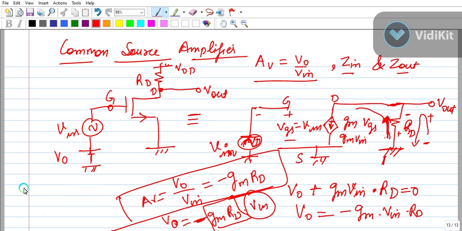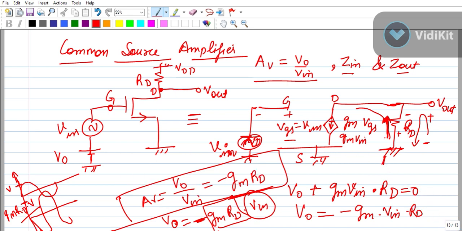So if the input is like this, the output will be like this, an amplified version of that, by GM RD times V. So we have calculated AV.